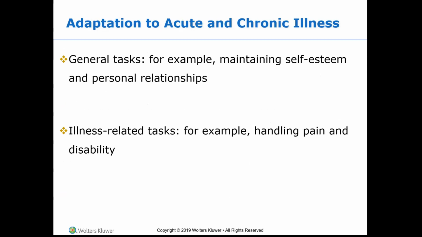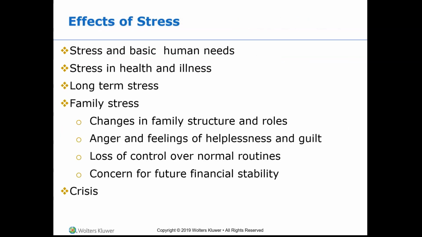Adaptation to ill health refers to the phenomenon that individuals over time adjust to a deterioration in their health. Adaptation may lead to an increase in reported levels of quality of life, even if the health status has not improved. So general tasks, for example, maintaining self-esteem and personal relationships. Illness-related tasks, for example, handling pain and disability. So what this is saying is adaptation is that over time the person gets used to the fact that they have some chronic illness, they learn to manage it, and they don't see it as a life-limiting thing.